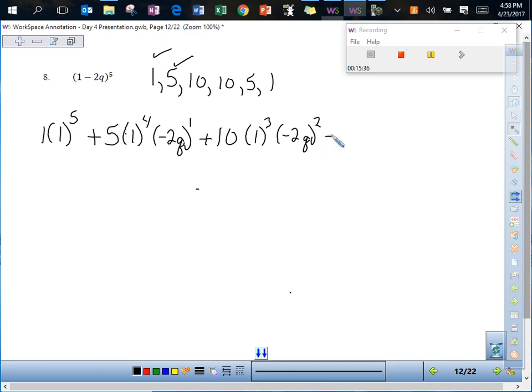My next term, so I've used that guy. My next term looks like a 10. I'm going to have a 1 in there twice, but I'm going to have a negative 2q three times.